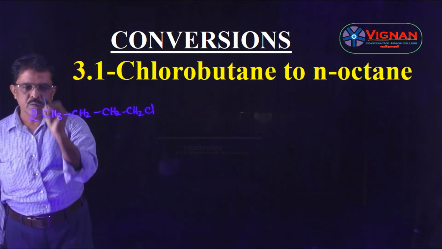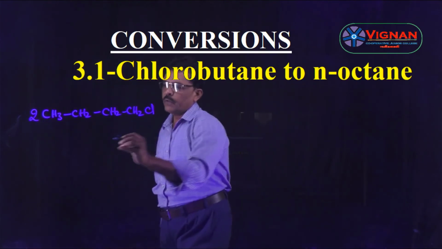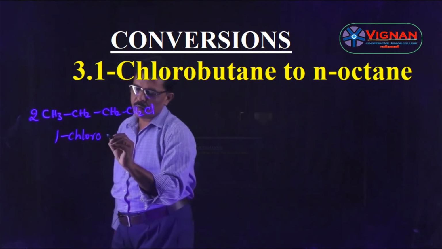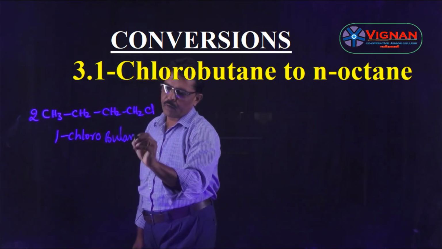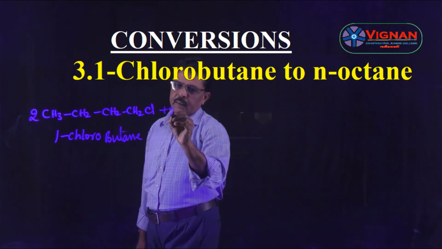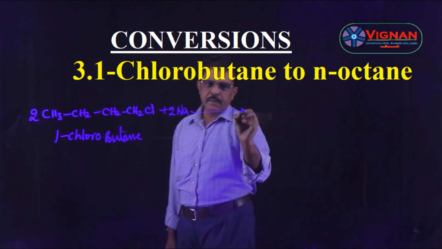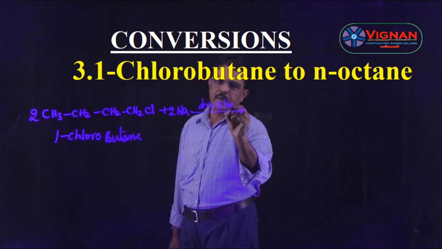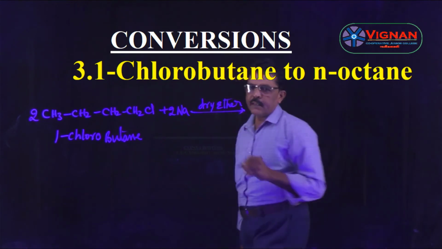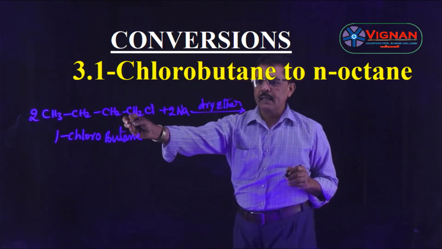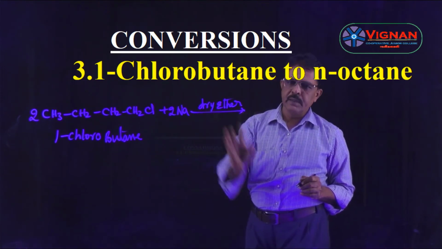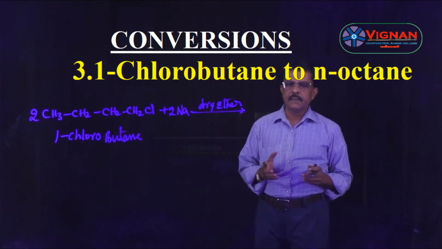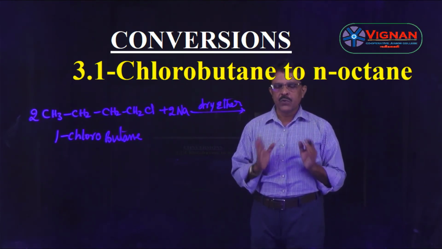I want to take 2 moles. These 2 moles of 1-chlorobutane are heated with sodium metal in the presence of dry ether. Dry ether is the reagent. So alkyl halide reacts with the sodium metal in the presence of dry ether. What is the name of this reaction? The name of this reaction is Wurtz reaction.